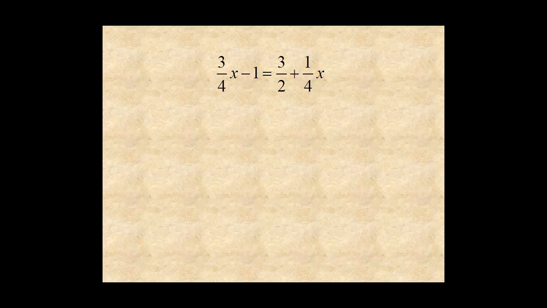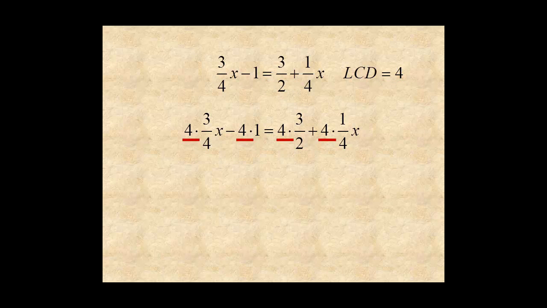The final example has 3 fractions, 4 terms, and variables on both sides. It looks hard, but no worries. Just take it one step at a time. The LCD for the denominators of the equation is 4. So begin by multiplying each term of the equation by 4. On the left side of the equation in the first term, 4 divided by 4 is 1. And 1 times 3x is 3x. In the second term, 4 times 1 equals 4.